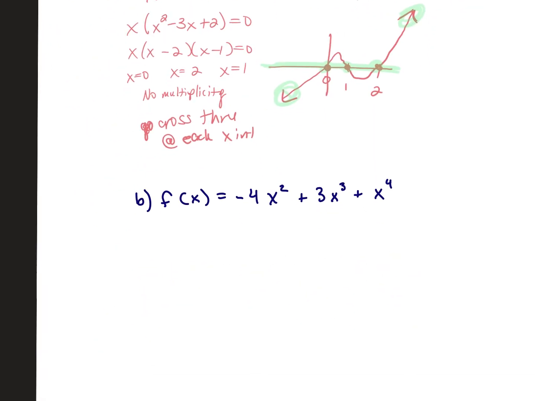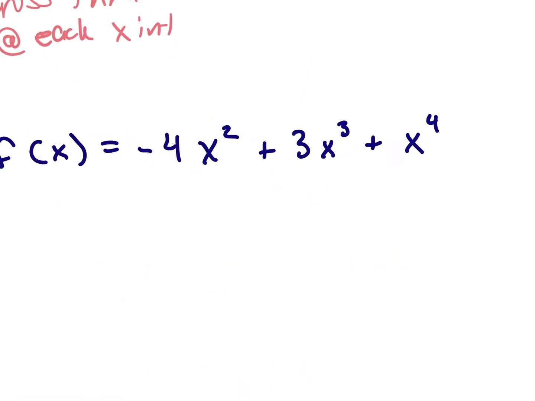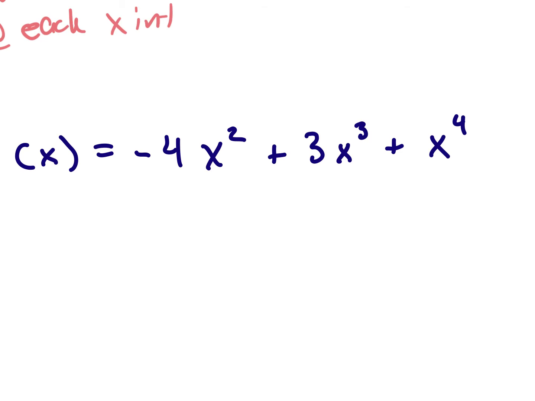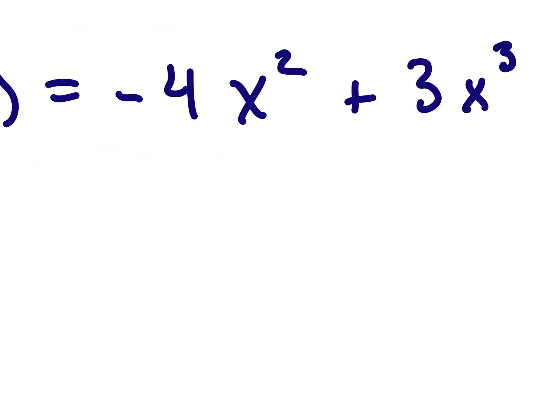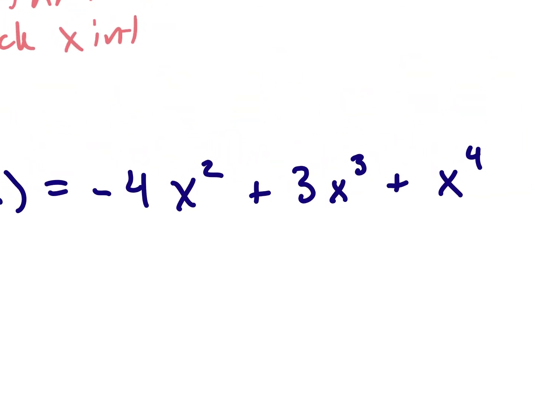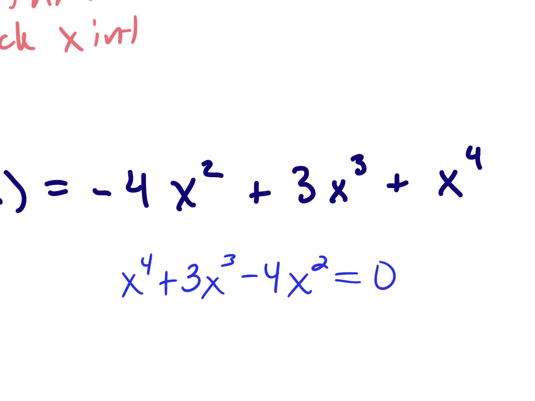Most of you, I got a couple emails over last night saying, I get this except for the graphing part, which is fine. It's new, it's a different kind of concept. All right, even, odd, positive, negative. How do I figure that out? Put it in standard form first. Good. I'm going to rewrite this with my highest exponent first. It's a positive x to the fourth, a positive 3x cubed, and a negative 4x squared. And I'm already going to set it equal to 0 because I know I'm going to factor it.